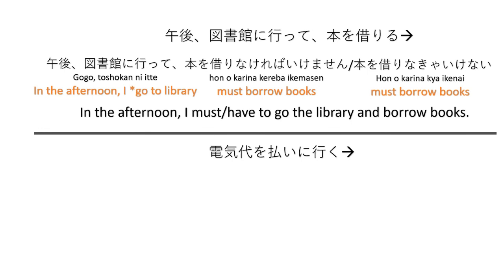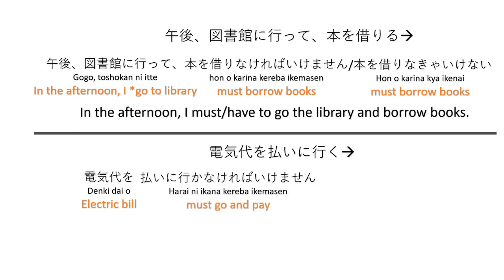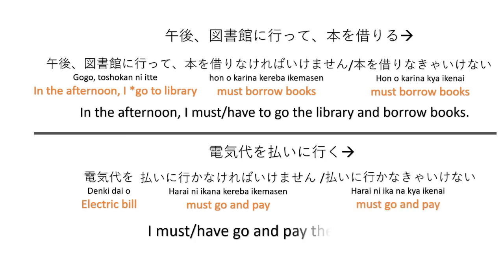Next. 電気代を払いに行く. To go and pay the electric bills. 電気代を払いに行かなければいけません. So, 行く is 行かない in the negative. So, 行かなければいけません. 払いに行かなきゃいけない. Must go and pay the bills. I must or have to pay the electric bills.